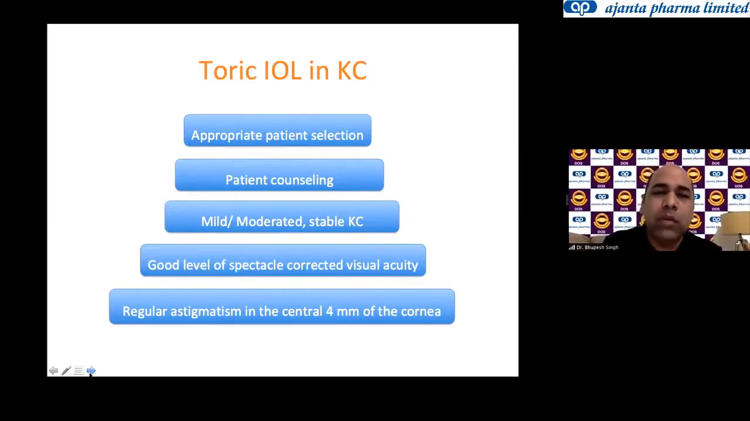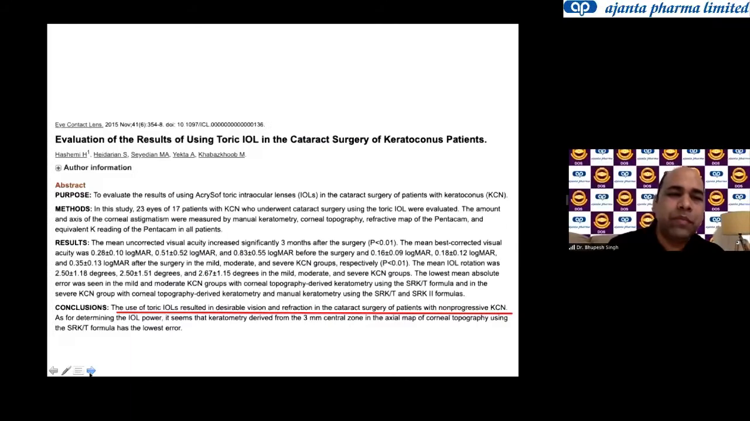If someone is having good vision with contact lenses, then we cannot be sure that the patient is going to get good vision with a toric IOL also. And the patient should have regular astigmatism in the central 4 mm of the cornea. So these are the prerequisites for toric IOL usage in keratoconus. Studies have shown good toric IOL outcomes in mild to moderate patients.